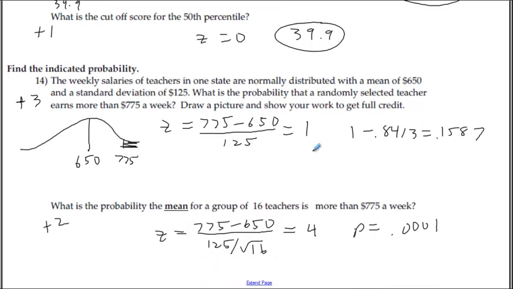On 14, this is the straight-up Z-score, kind of like what we did in the last exam. The Z-score is 1. Area to the right is 0.1587. What's the probability it's above? Now the new stuff is what's the probability for the mean for the group of teachers. Some people forgot this division sign for some reason. That's right in your formula sheet. That's actually 4 standard deviations above the mean, which means that's really, really small. Almost a 0 chance that you would get an average of 16 teachers to be above that. So an answer of almost 0 would be a really good answer.